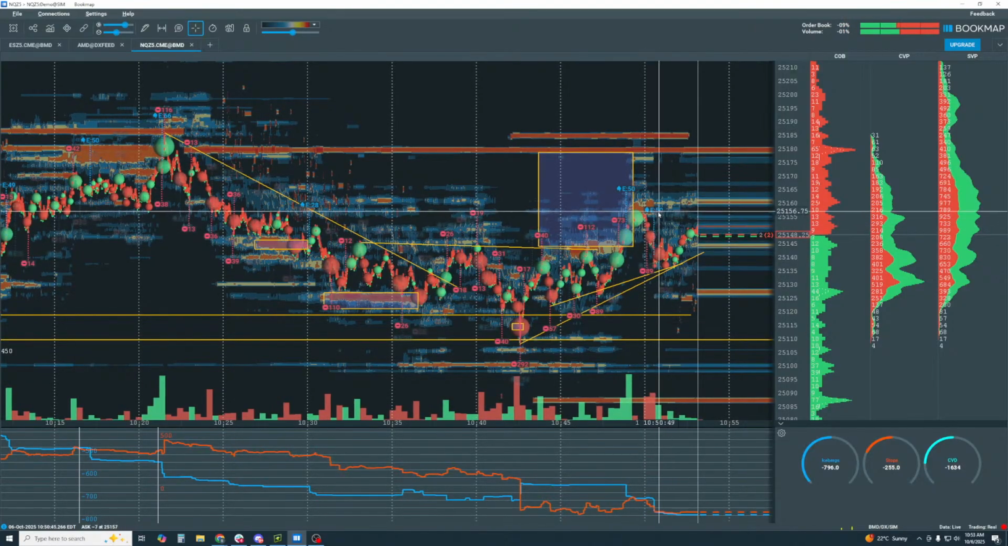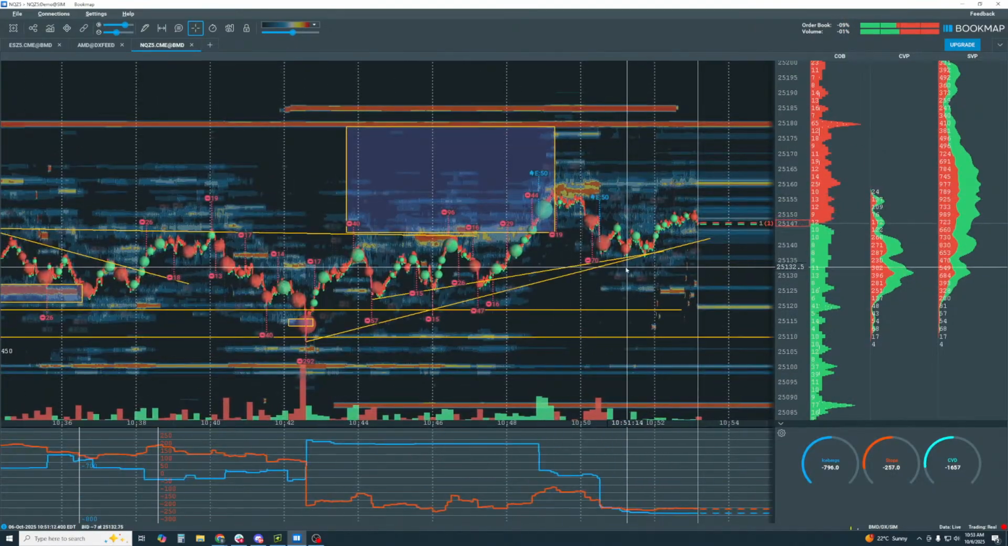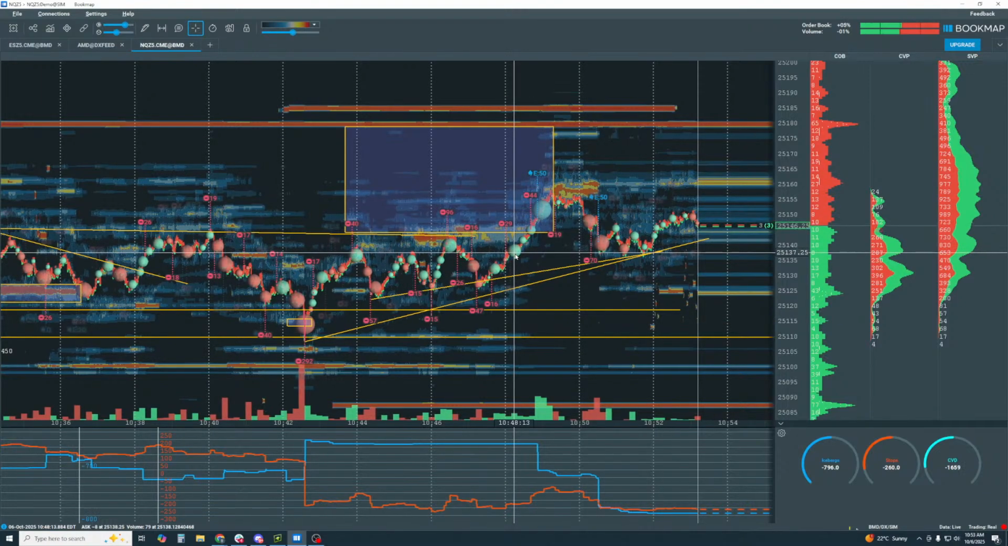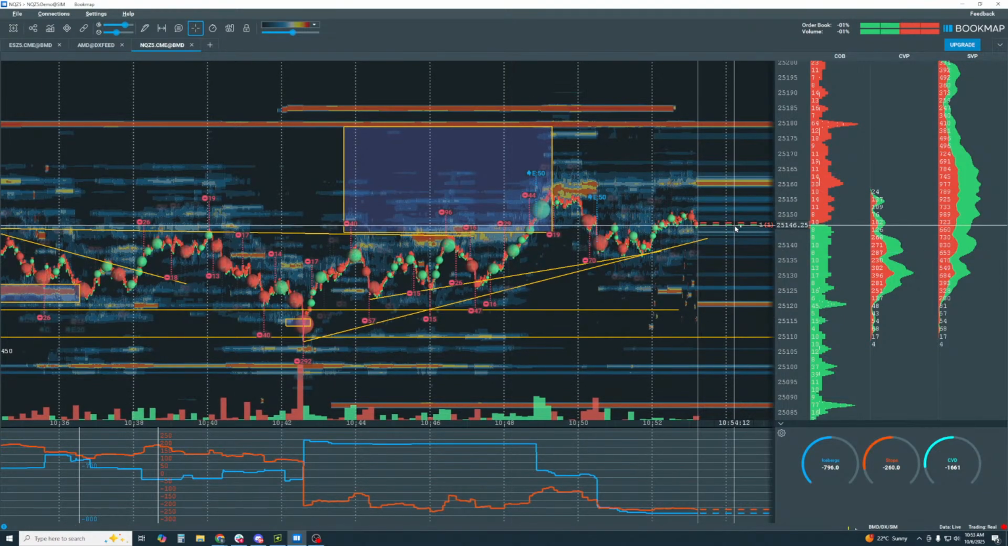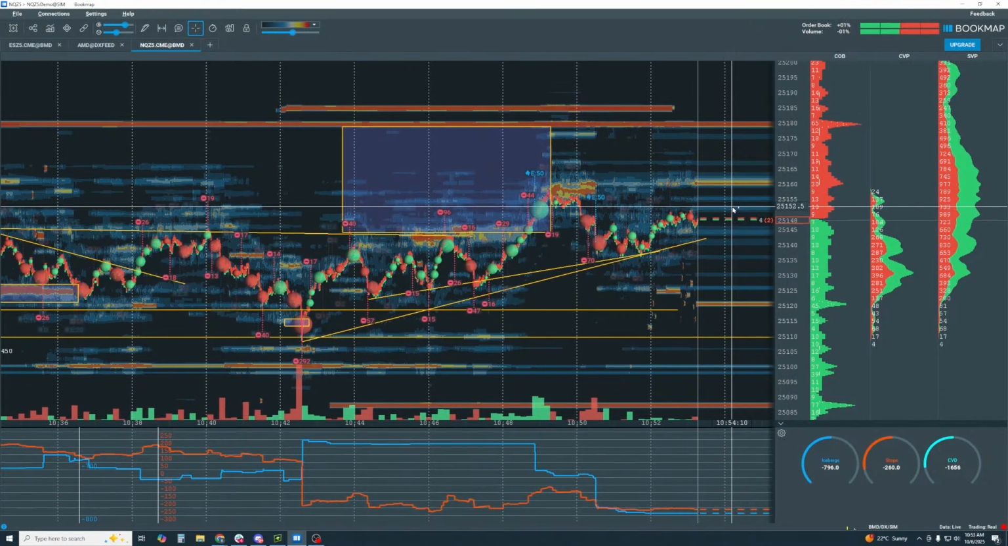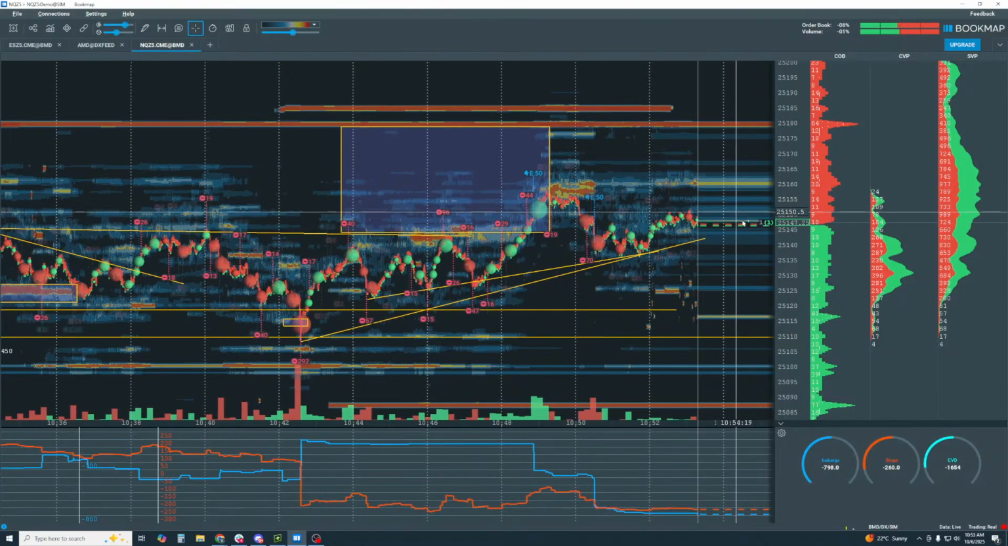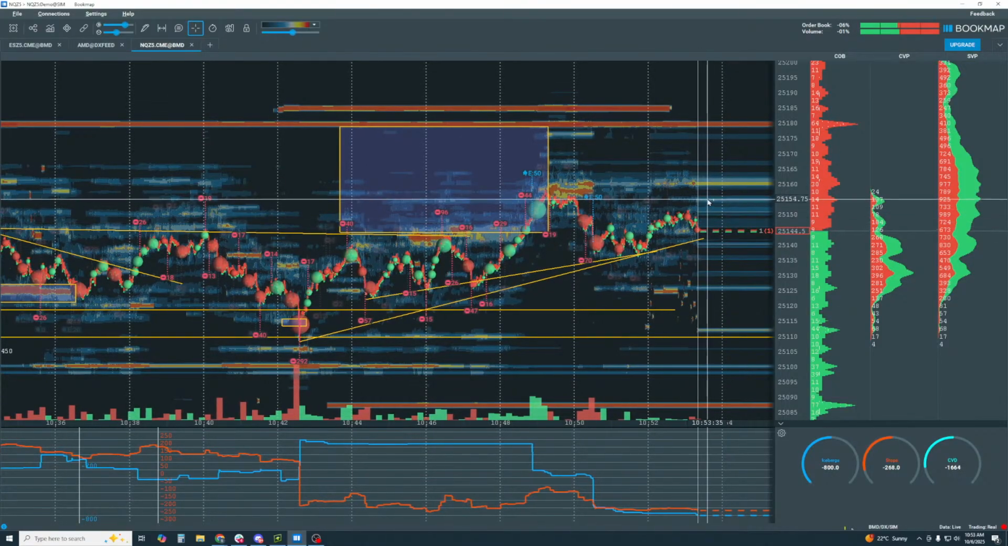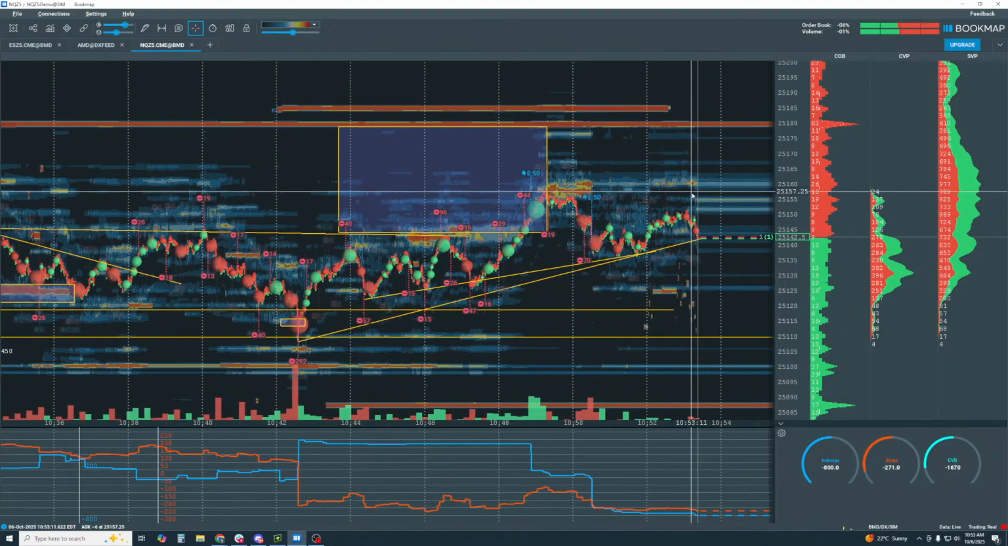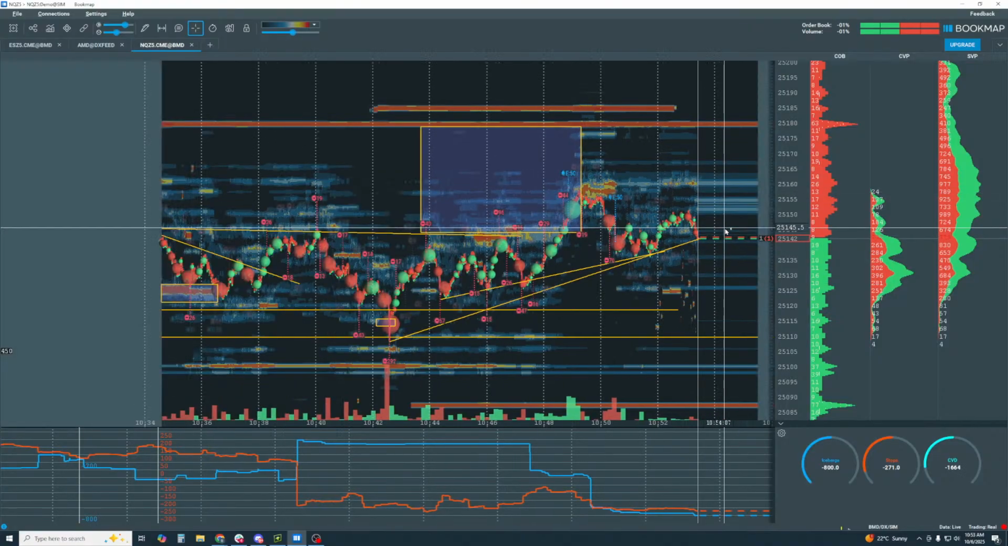All right, so you can see we got just a big retest back down here, but we can always get back in. Now, do we have those aggressors coming back in? Not yet. Not yet.